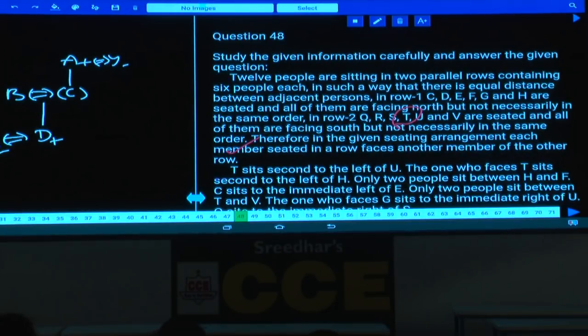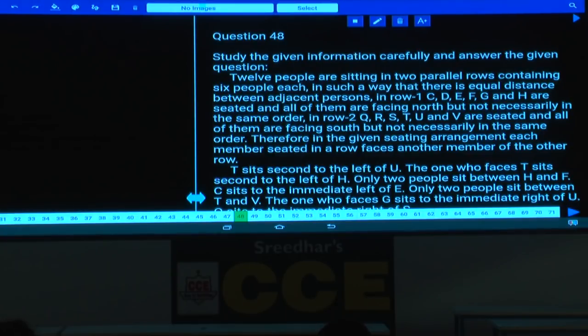Then 48 onwards. Now question number 48 to 52. Now in this 48 to 52, what is the information here? 12 people are seated in 2 parallel rows containing 6 people each. Now in each of these rows, how many persons are there? There are 6 persons. 1, 2, 3, 4, 5, 6. Here also there are 6 persons. Now 2 rows, and in each row 6 persons are seated.